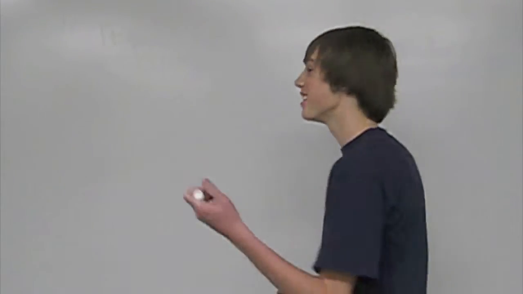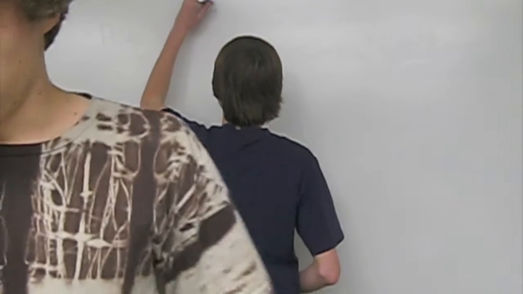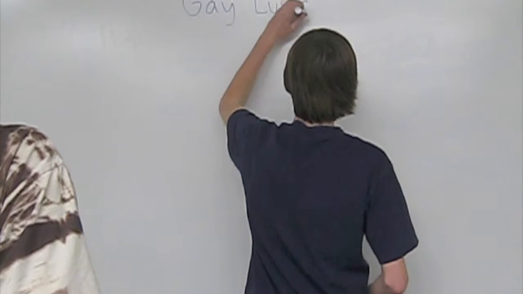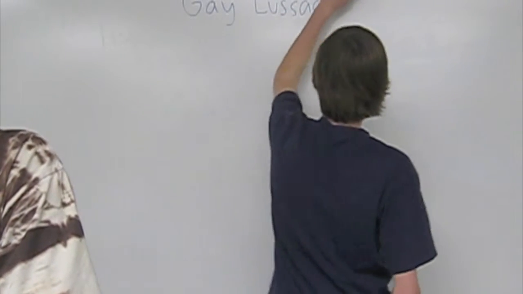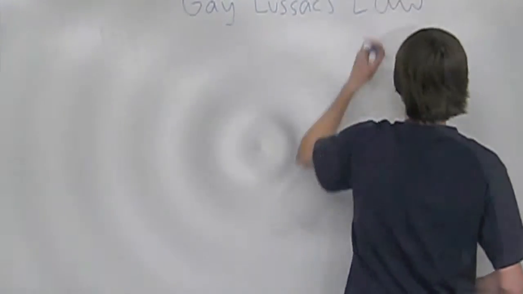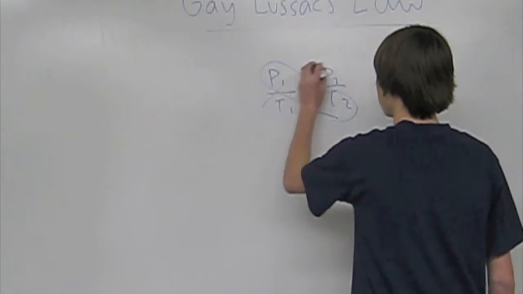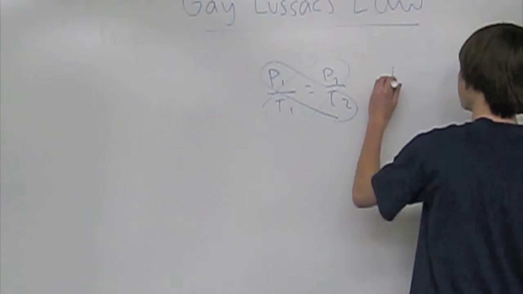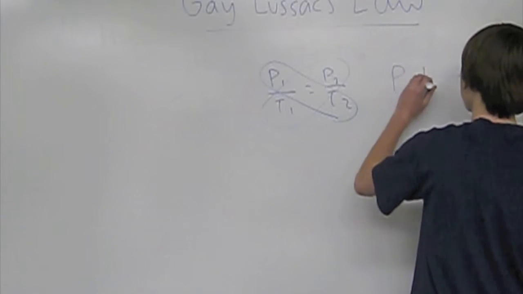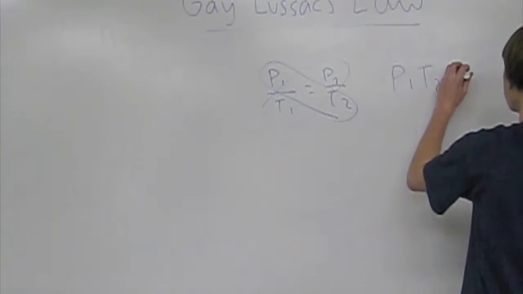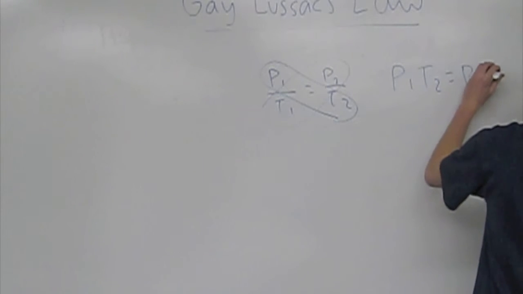So now we're going to teach you Gay-Lussac's law, which is represented as P1 over T1 equals P2 over T2. And like we said, cross multiply, so it could essentially be P1 T2 equals P2 T1.